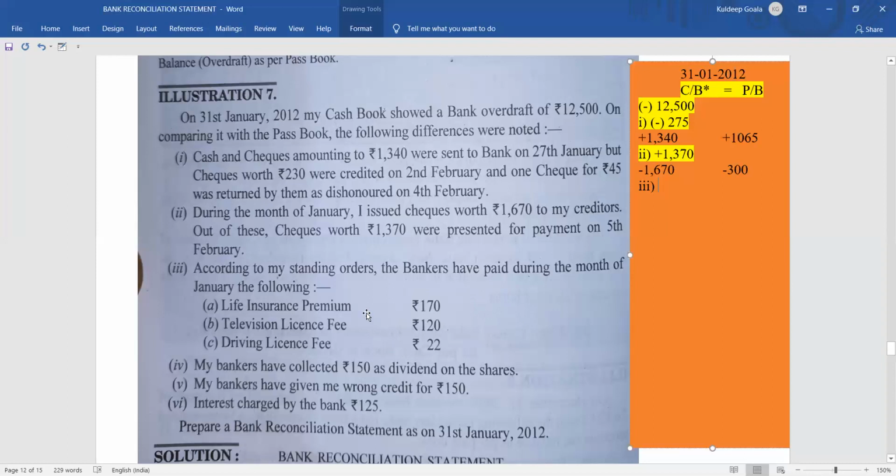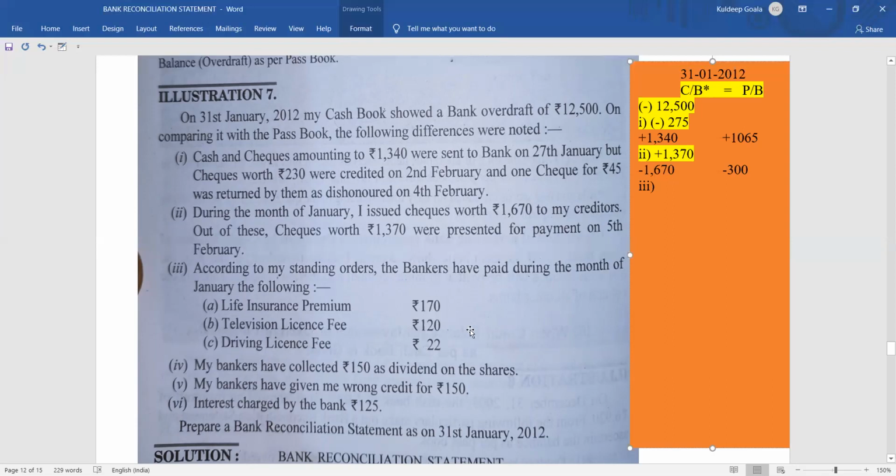So many times the businessman forgets, but the banker will not forget because this is the duty of the banker. So he will not forget. We may forget. Okay, हम भूल सकते हैं, वो नहीं भूलेगा. So according to my standing order, the banker has paid during the month of January. क्या क्या दिया है? Life insurance premium 170, television license fees 120, and driving license fees of 22 rupees. This much amount has been paid.